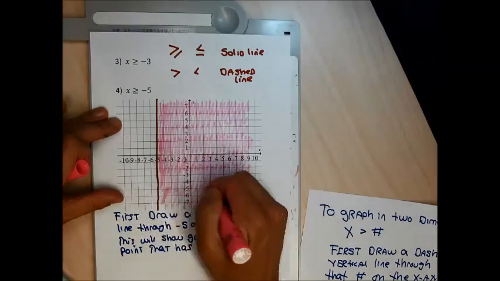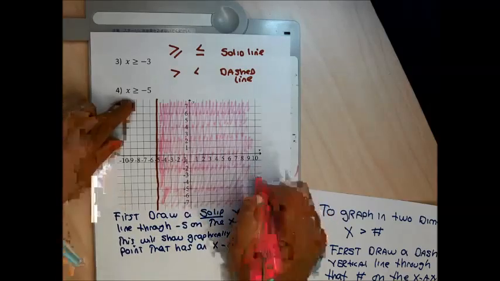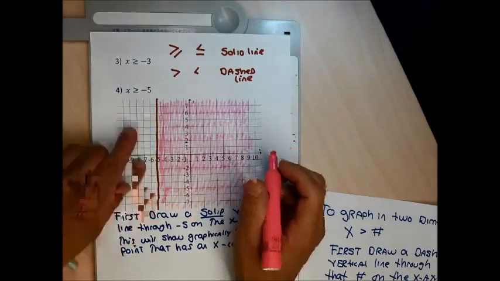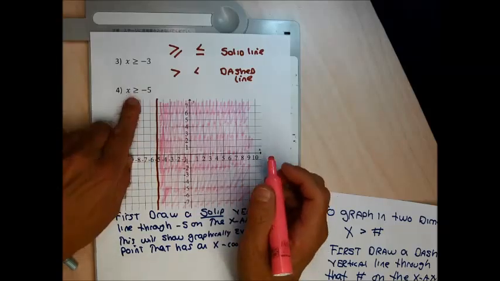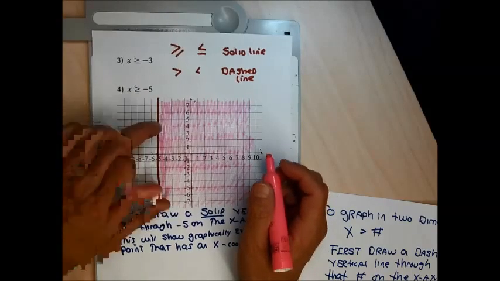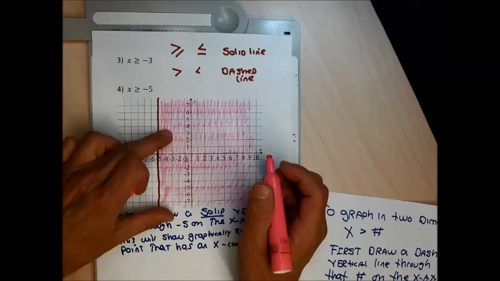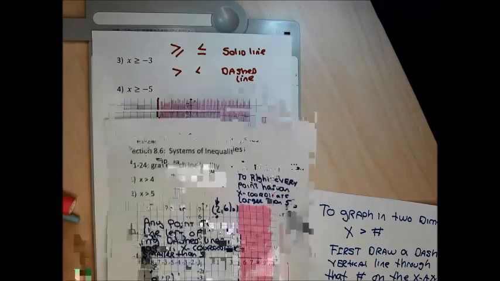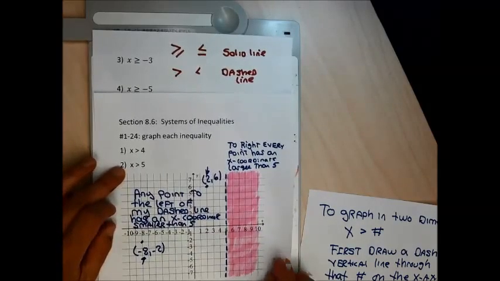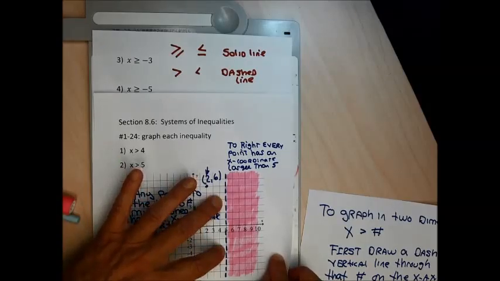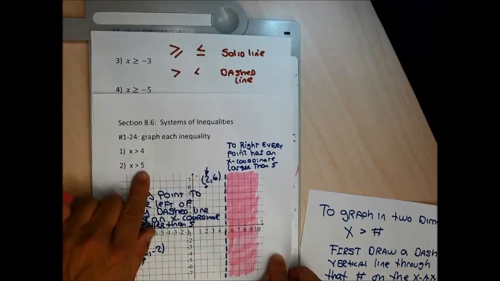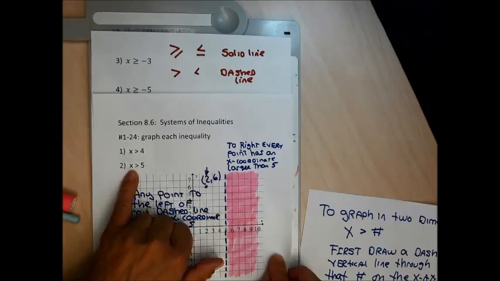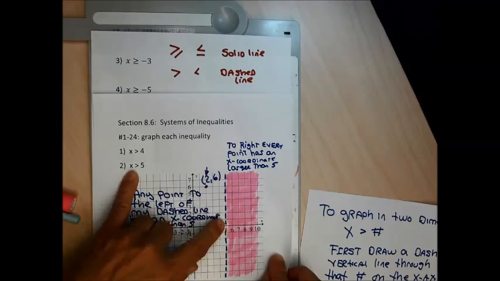So this would be a picture of this inequality. The solid line shows every point that has an x-coordinate equal to -5, and the pink shading shows every point that has an x-coordinate bigger than -5. So when we have inequalities with x's and greater thans, if it's an x greater than but not equal to, you start off by drawing a dashed line through that number on the x-axis, and you shade to the right because the numbers to the right of that dashed line are greater than the number that's indicated.